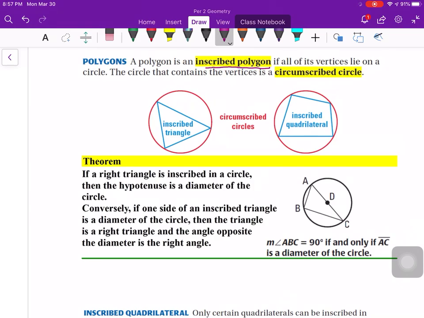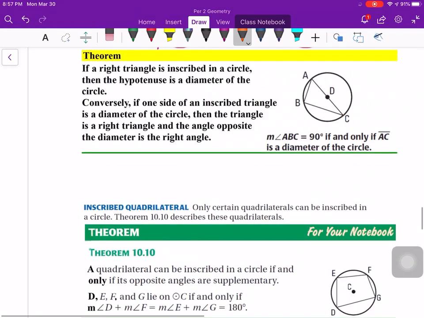The last thing we're going to talk about is inscribed polygons. An inscribed polygon is a polygon that's inside the circle and all of its vertices are on the circle itself. The circle that goes around the outside is sometimes called a circumscribed circle. That means it goes around the outside. But we're going to be more interested in the polygon.